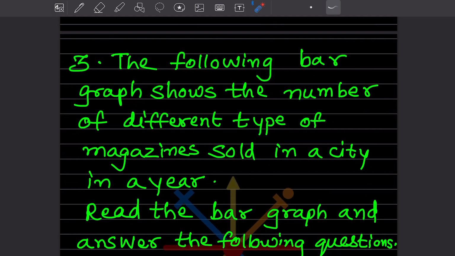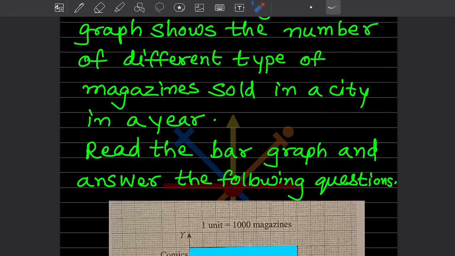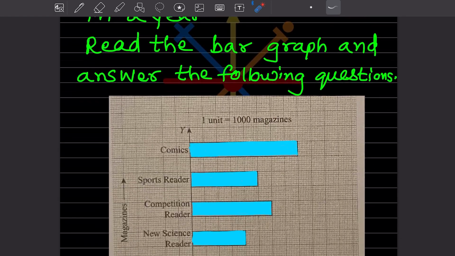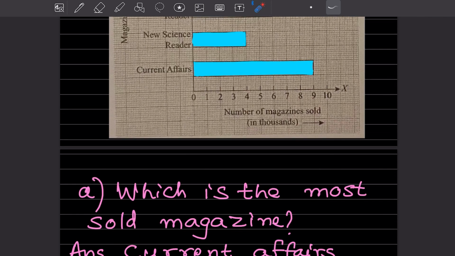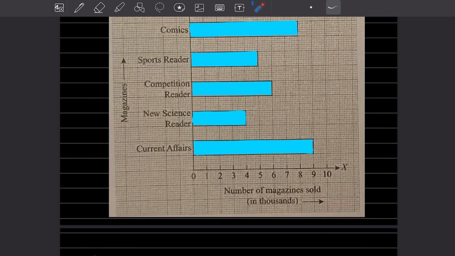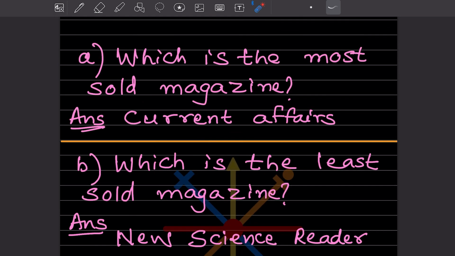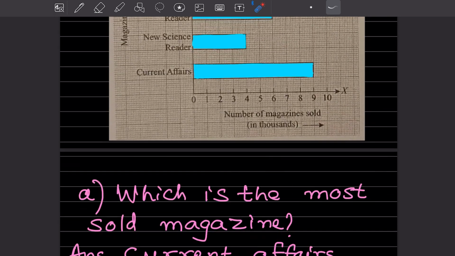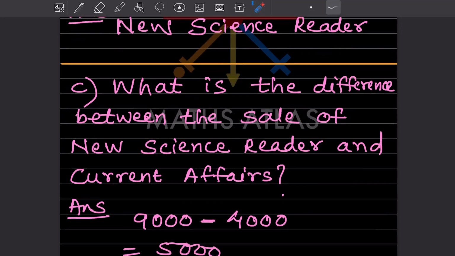The following bar graph shows the number of different types of magazines sold in a city in a year. Read the bar graph and answer the following questions. So this bar graph has been given. Which is the most sold magazine? Can you see here? This is 9, but this is 8. So this will be the Current Affairs. Which is the least sold magazine? So you can see this one. This is the least. That is the New Science Reader.